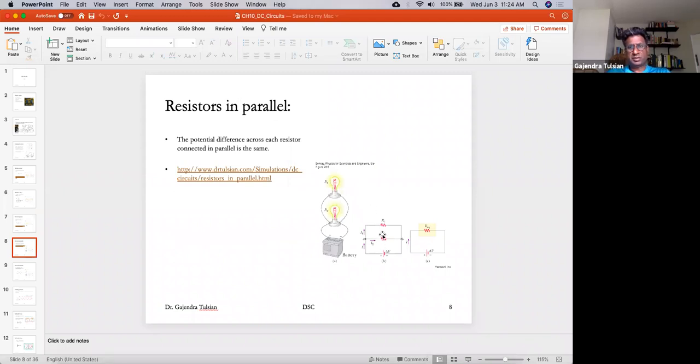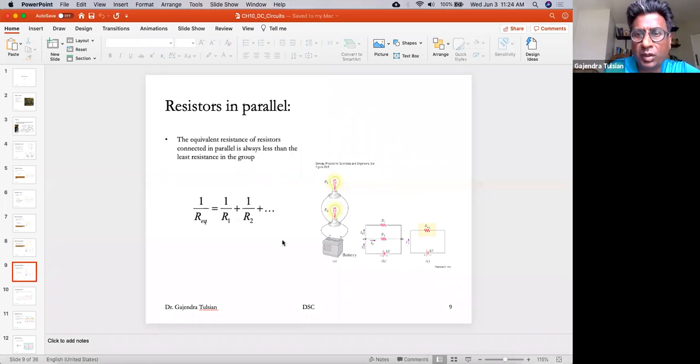Here are resistors connected in parallel. So now each resistor sees the same voltage. And also we will be interested in the equivalent resistance. What's the equivalent resistance of these two resistors? So the inverse of the equivalent resistance is 1 over R1 plus 1 over R2 and so on.